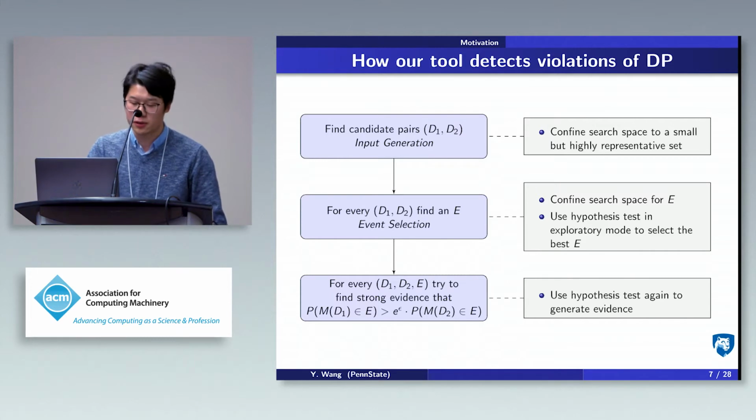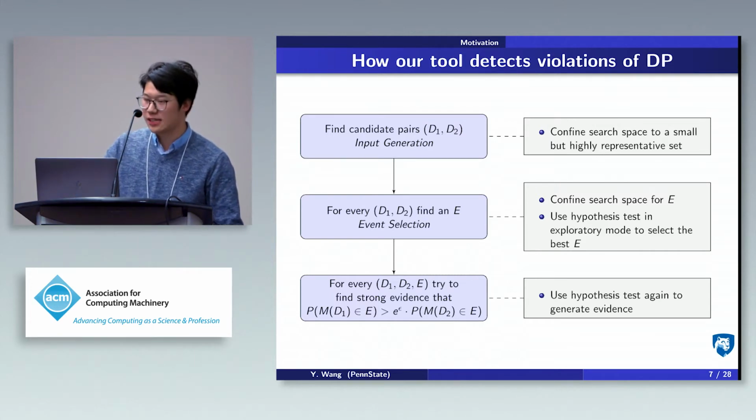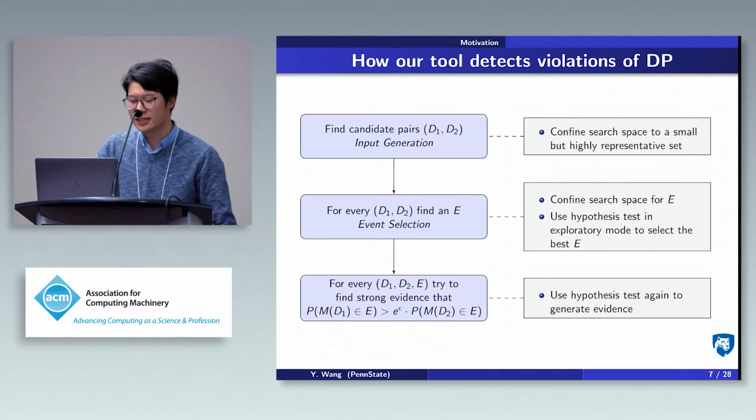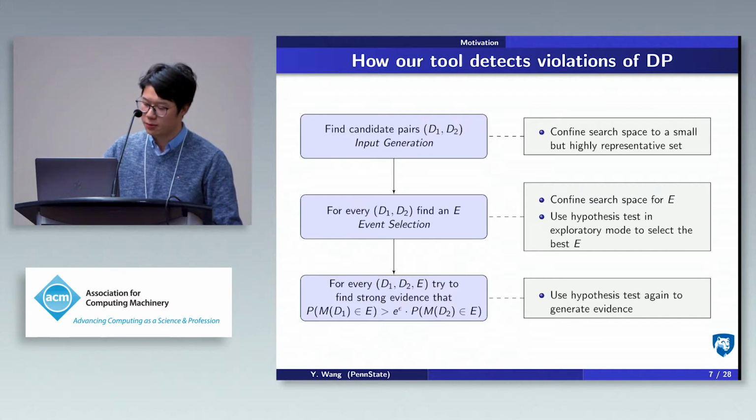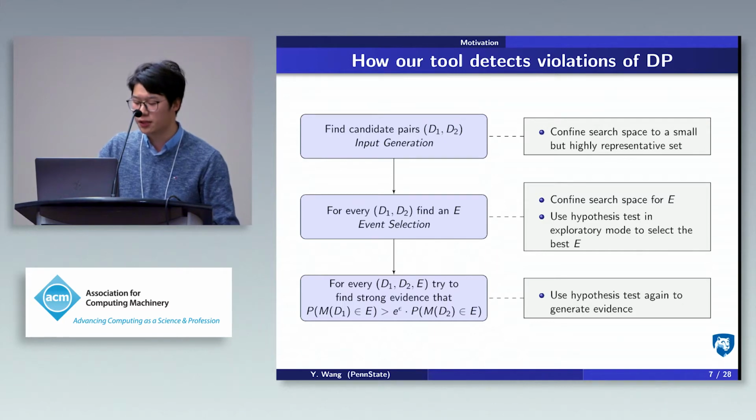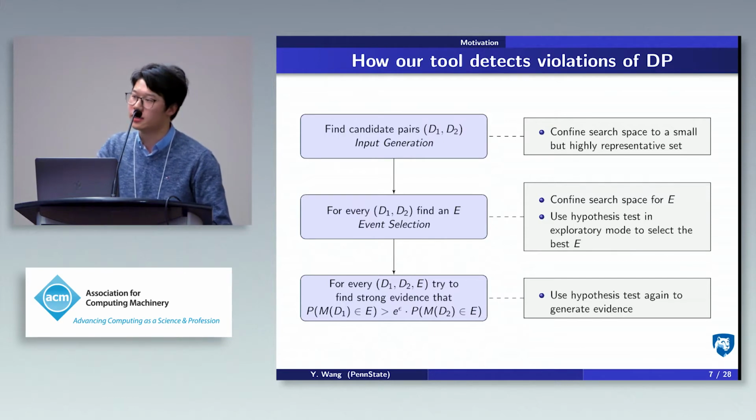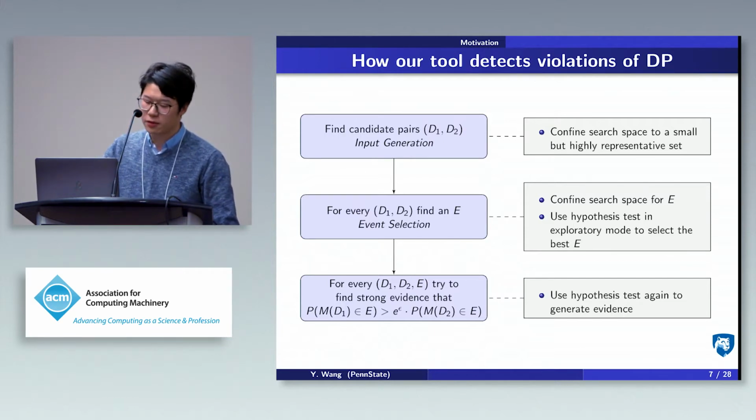Now I'll give you an overview of our tool, how our tool is able to detect counterexamples. First, we find candidate databases D1 and D2 in a small but highly representative set. We call this input generation. Second, for every database candidate, we find a suitable event E. To do this, we run hypothesis tests in exploratory mode to find the best one in a confined search space. I will cover the hypothesis testing later in this talk. Third, for every database and event tuple, we run a hypothesis test to try to generate evidence that this tuple violates differential privacy, which makes it a valid counterexample.